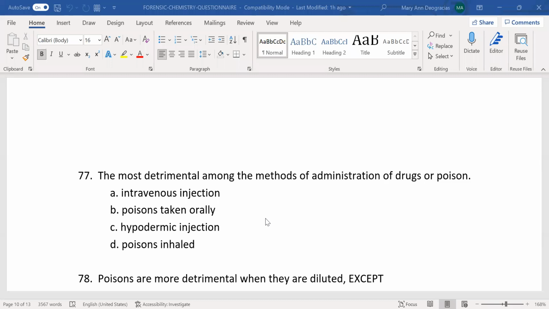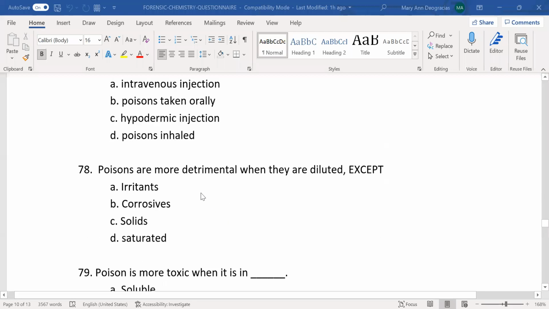Ayan. Ito na. Poisons are more detrimental when they are diluted, except A, irritants, B, corrosives, C, solids, D, saturated. The answer is B, as in Bravo. Okay. So, what are some examples, by the way, of corrosive poisons? Acids and alkali solutions. Okay, like muriatic acid, yan.